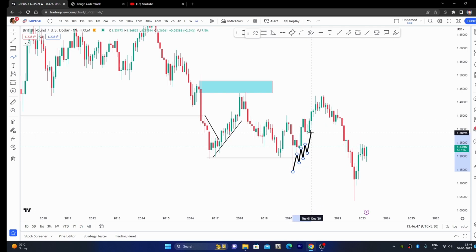Okay, so what we need to do is find trend line liquidity and then enter at this order block, and price will go to the other side.